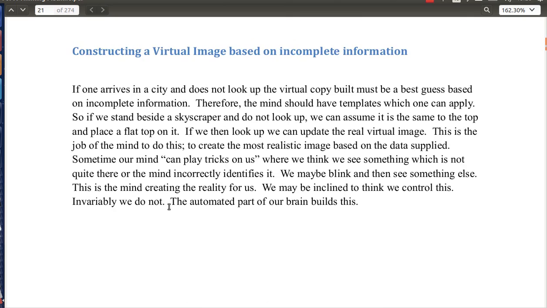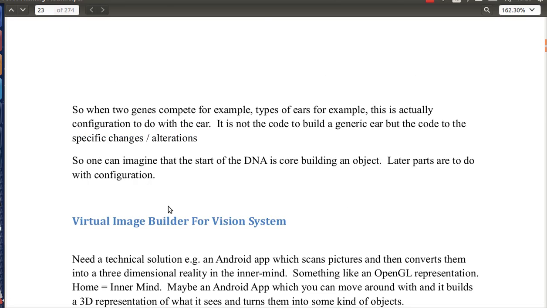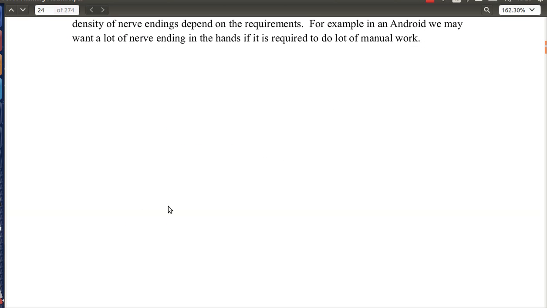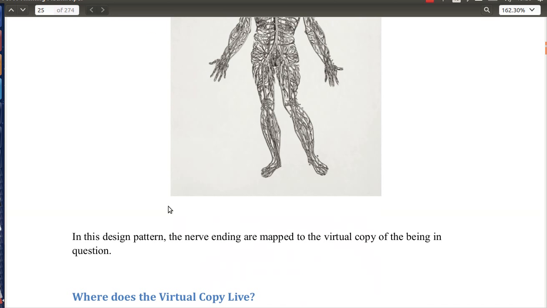Okay, so I'll go back down. So we have the central nervous system, which is built by the DNA, and again, you'll see this in any medical text.